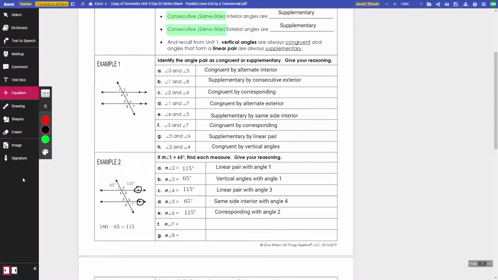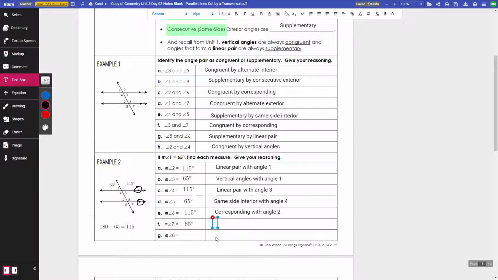Okay, a couple more to go. Angle 7, 115 or 65? Angle 7 is obviously 65 degrees. It's an acute angle. And let's see, we need a reason here. How about alternate exterior? We haven't used that one yet. Alternate exterior with angle 1. There were other options you could have chosen there, but I'm going to go with alternate exterior.